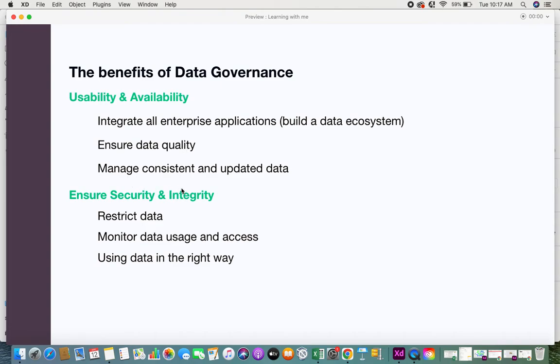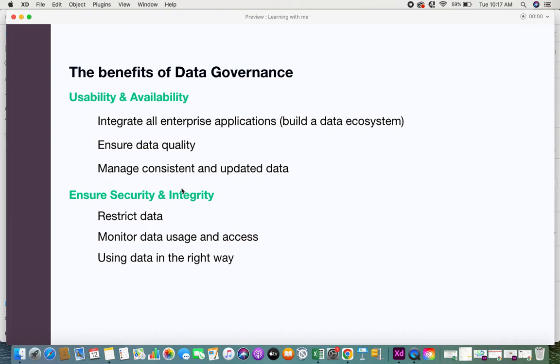Next one is you'll be able to manage consistent and updated data. So you won't have the pains of getting stale data. Every time, once all data is integrated and it's flowing well, you'll be having consistent and updated data.